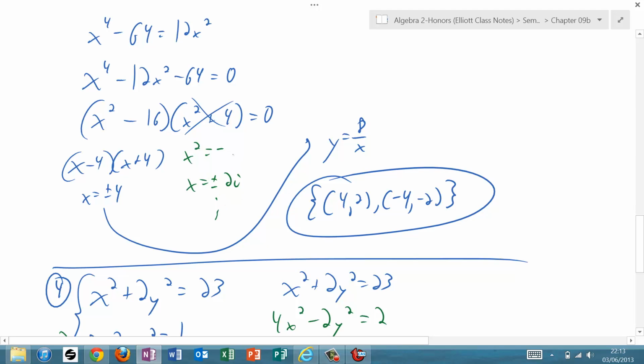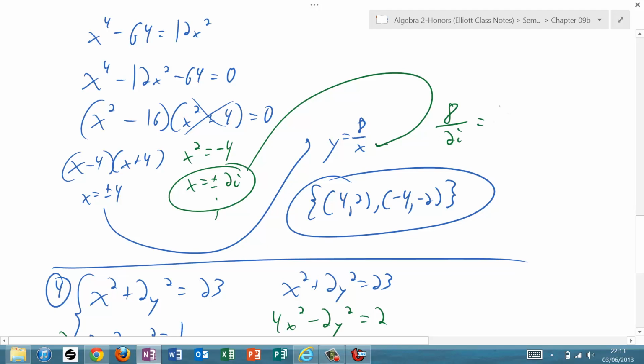So back up here when I said x squared can't equal -4, we could find more solutions for that. There's no reason we can't take them and plug them in. 2 more solutions would be, if I got 8 over 2i, that would be 4 over i, and multiply by i over i, and I would get negative 4i. And then 8 over negative 2i would give me 4i. So 2 more solutions for that could have been (2i, -4i) and (-2i, 4i).